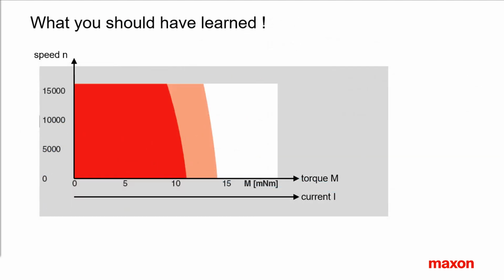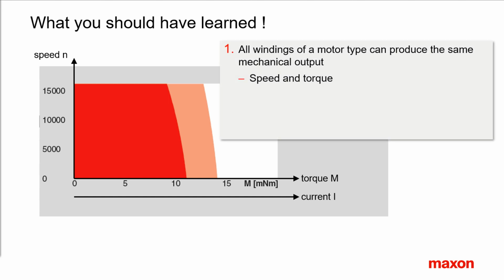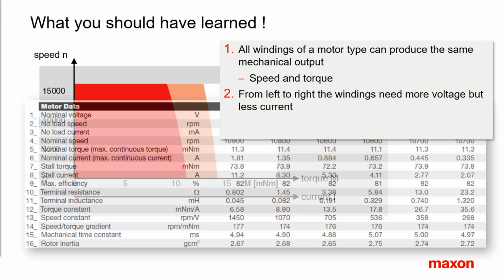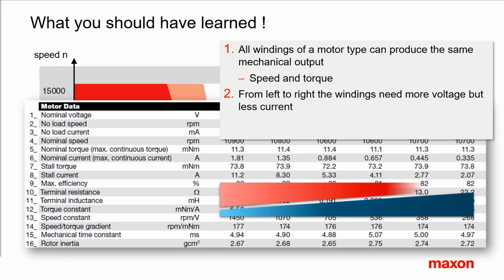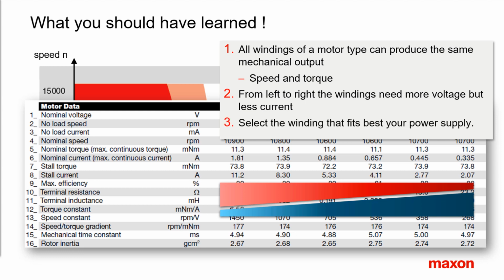Some key messages to keep about motor windings. All windings of a motor type can produce the same mechanical output, that is speed and torque. From left to right, the winding needs more voltage, but less current. Select a winding that fits best your power supply.